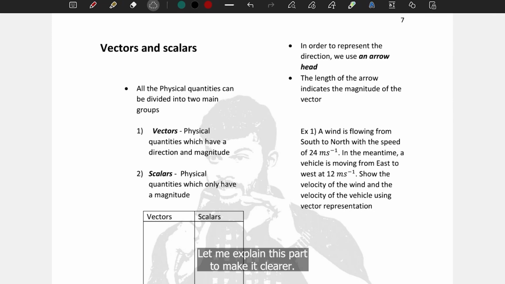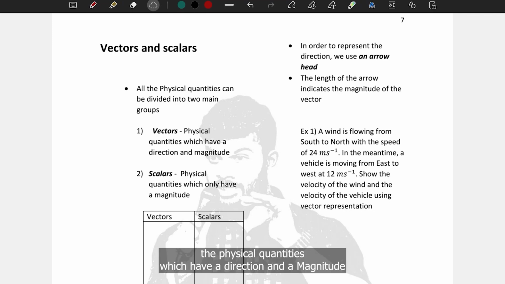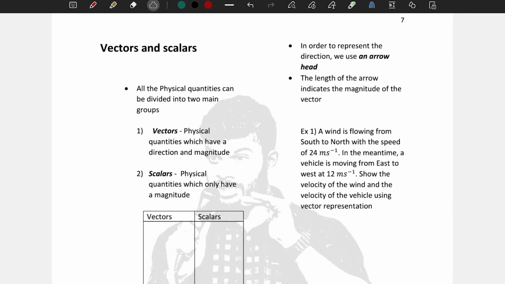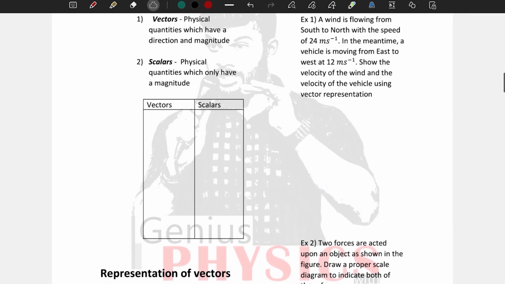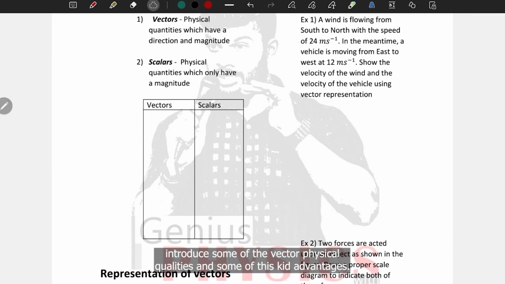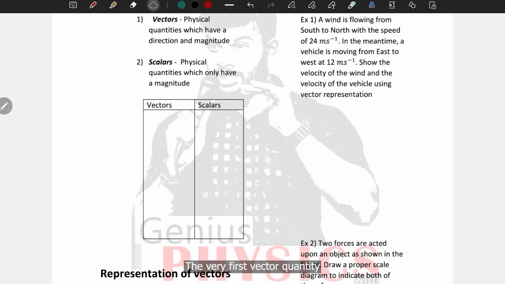Let me explain this part to make it clearer. So vectors, you already know what the vectors are. As I have already explained, vectors are the physical quantities which have a direction and a magnitude, and scalars are the physical quantities which only have a magnitude. And to make it more clear, I'm going to introduce some of the vector physical quantities and some of the scalar quantities. The very first vector quantity I'm going to introduce is displacement.